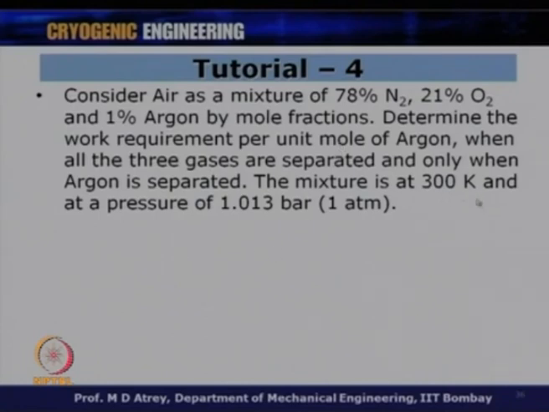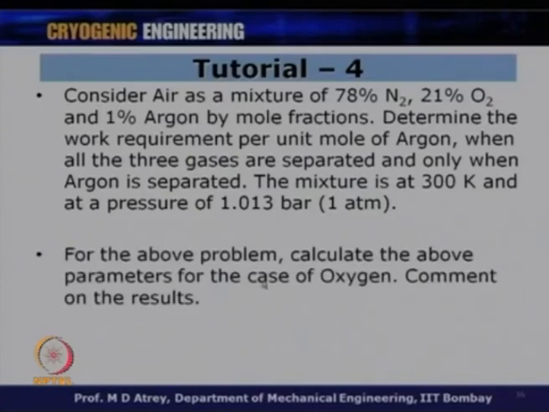The mixture is at 300 Kelvin and at a pressure of 1.013 bar. The second part of the problem also reads like this: for the above problem, calculate the above parameters for the case of oxygen. So, instead of argon, have oxygen. All right. Comment on the results. So, important is to comment on the results and explain the results basically.